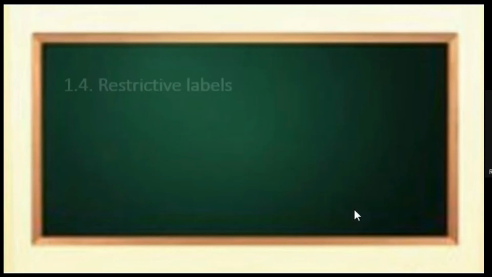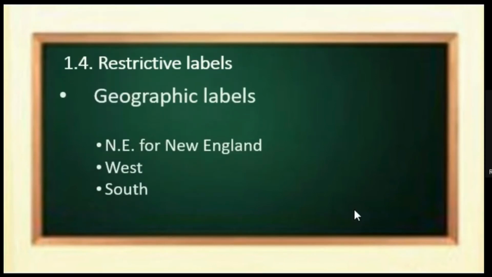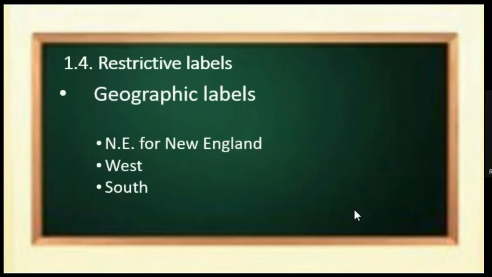And then we have the third restrictive label, which is geographic labels. The geographic labels will tell you to which region of the country the definition applies. So there are words where the definitions are applicable in New England or in the West or in the South. So they are also written in the dictionary.